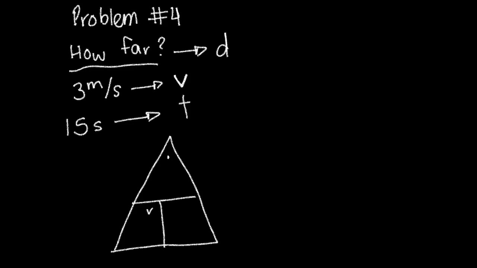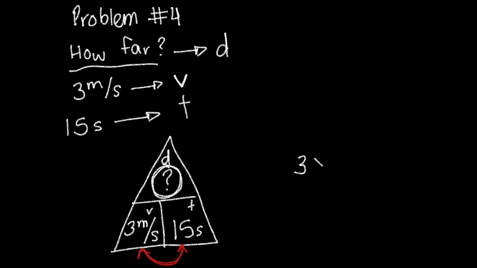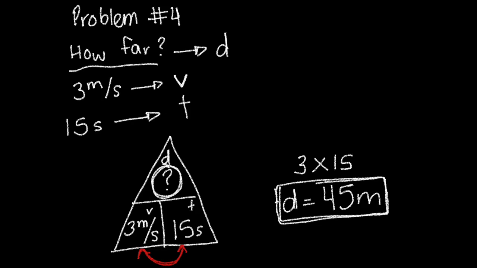So we do our triangle. We fill it up according to our formula. We don't know how far. We don't know the distance. So we have that 3 meters per second is your speed. 15 seconds is your time. And we need to multiply this in order to find the one on the top. So in this case, 3 times 15. And the answer for this problem is 45 meters. That would be the distance that you ran before they touched you and talked quemado.